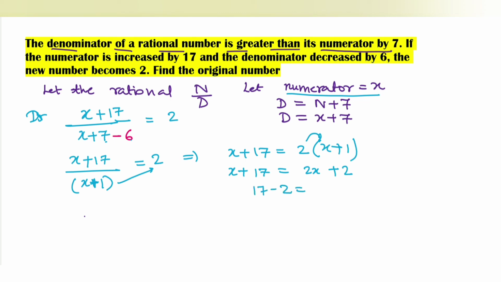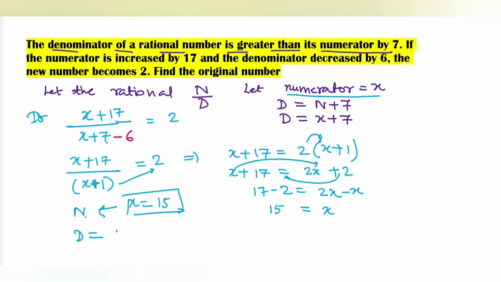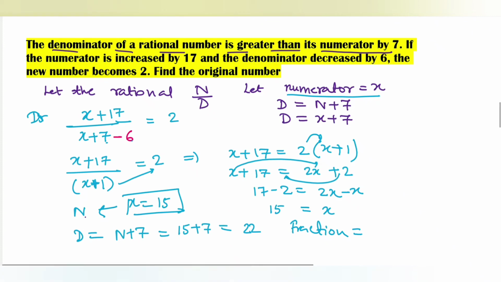17 minus 2, this 2 will move here, so it becomes minus 2, and 2x, this x will shift there, minus x. So 17 minus 2 is what? 15 and x. So x is equal to 15. This is the numerator and the denominator was n plus 7. So we add 7 to the numerator, that is 15 plus 7 is 22. So what is the fraction now? The fraction is numerator 15 upon denominator 22.